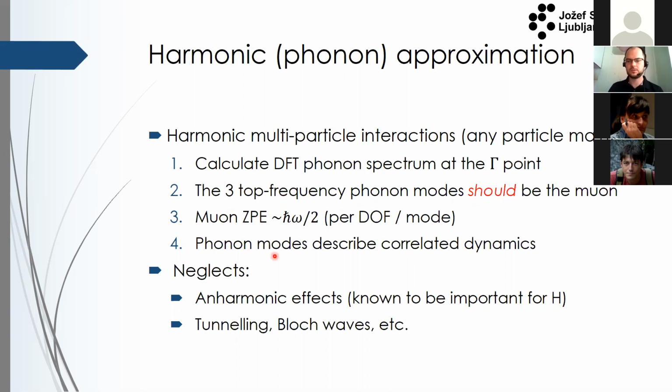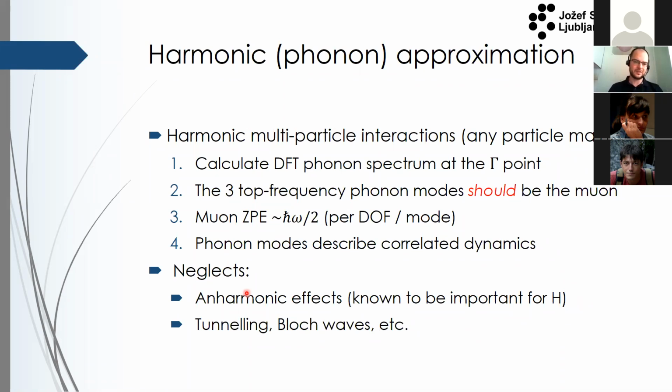And the modes describe correlated dynamics, where the muon moves on the same time scale, possibly, as the nuclei. So it goes beyond single particle approximations in that sense as well. What it does neglect, though, is any anharmonic effects, which we previously got for free. But in parentheses, we know those to be very important for hydrogen, in hydrogen bonds, for example. So even though this looks like a sensible technique, a multi-particle technique, we know that it must fail at least for hydrogen. It probably does fail for muons as well, which are even lighter.